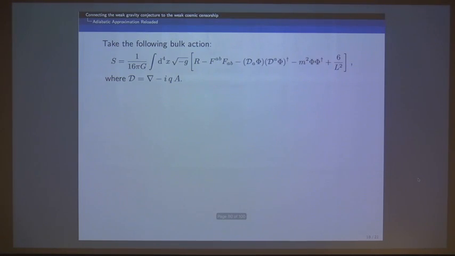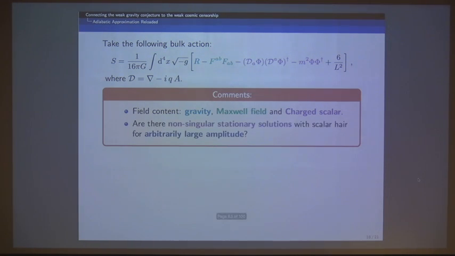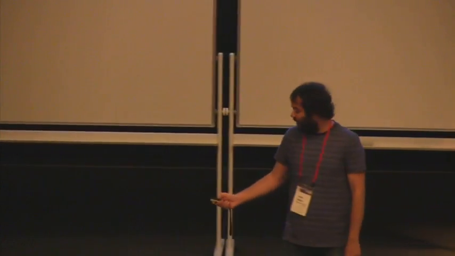Okay. So what is our action? Same as before, but now we include a charged scalar. The charged scalar comes with a free parameter Q, and that's the parameter that we want to compare with Delta. Okay. So the question is, are there non-singular stationary solutions with scalar hair for arbitrarily large amplitudes? If that's the case, we shouldn't form any singularity in this case. The answer is, yes.